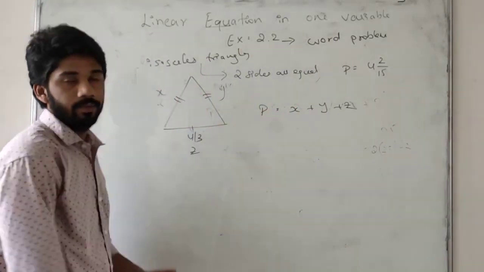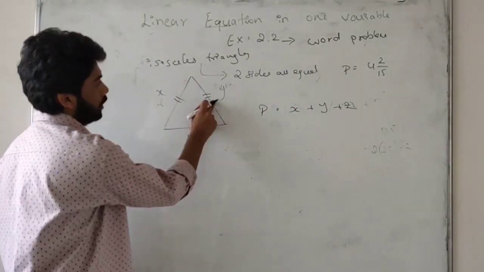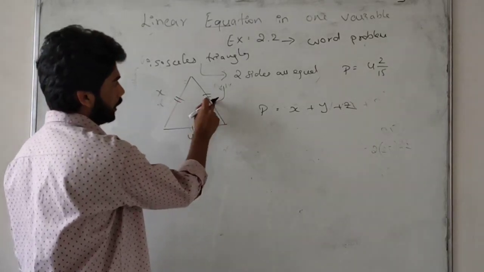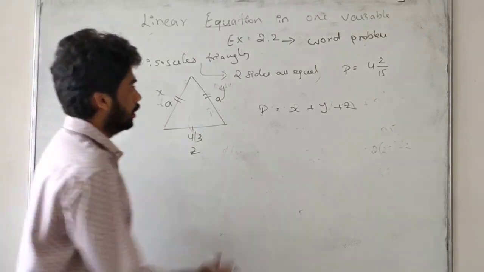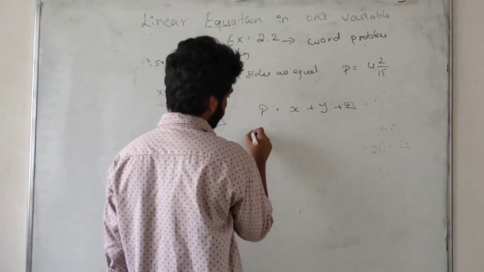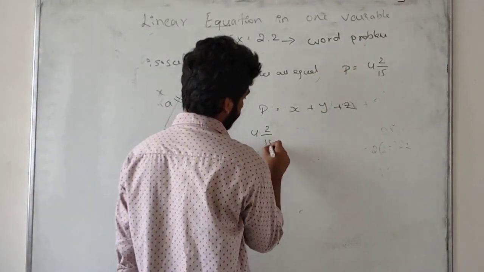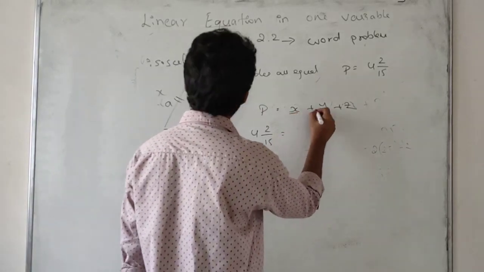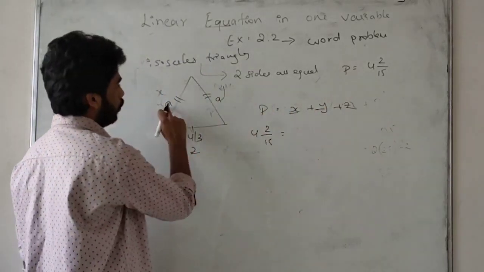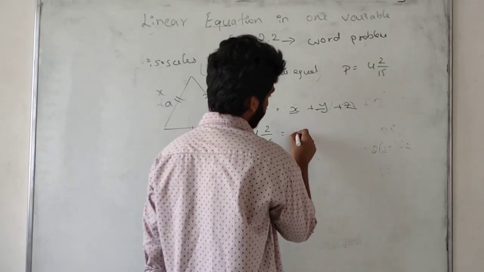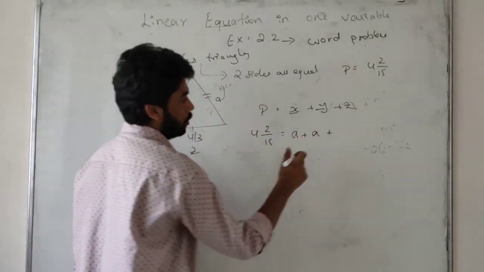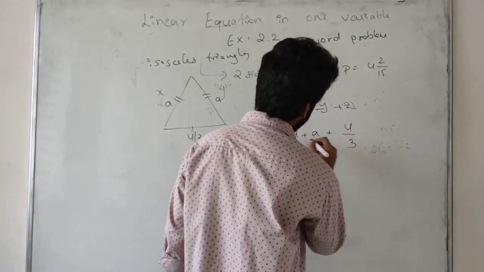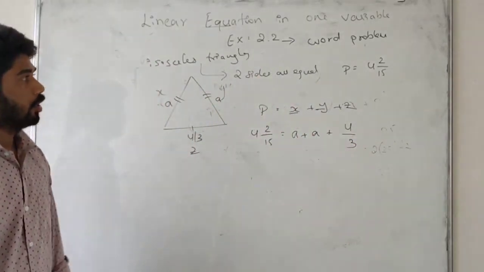So we have to find the x and y value. We know that both these sides are equal, so we can take them as a side, a side. Now the perimeter of the triangle, 2 and 4/15, is equal to x and y. Both sides are the same, so I will take a plus a plus the base, taken as 4/3. We have to find the a value. So this is the question.